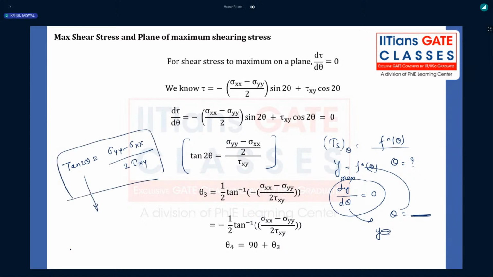From there, tell me once again, will you get two values or not? One will be theta 3, one will be theta 4. Again, they will be perpendicular to each other. These are the maximum shear stress planes. Rather, call it the maximum in-plane shear stress location. Right? All of you are getting my point or not? Why will you be getting the two values? Tell me, guys. Whether this thing is clear? Correct.